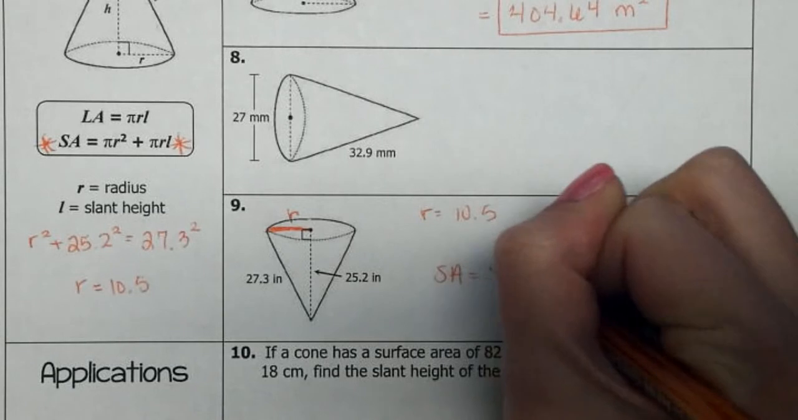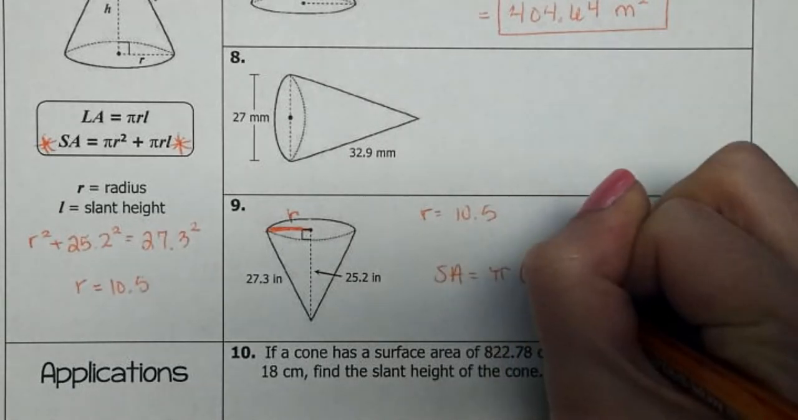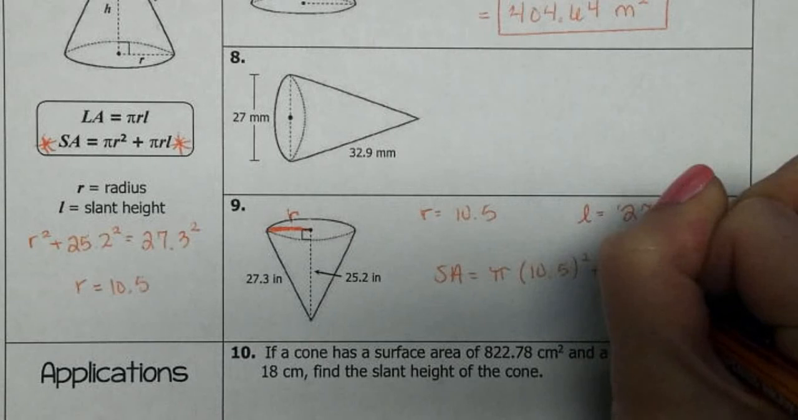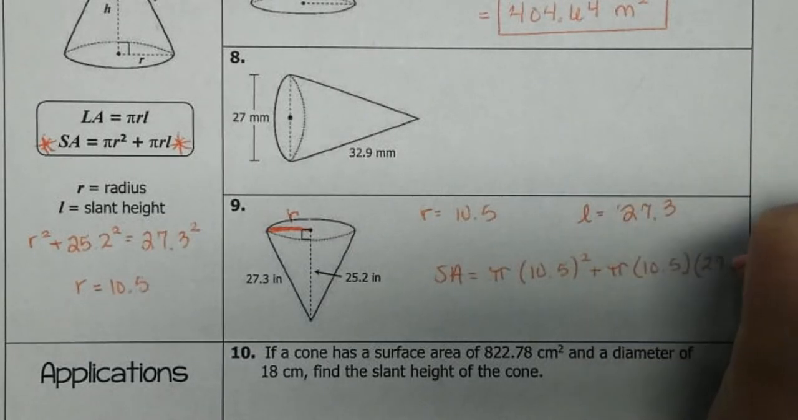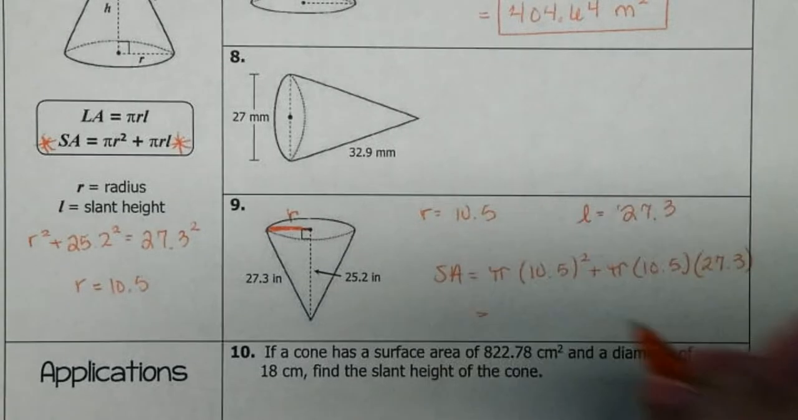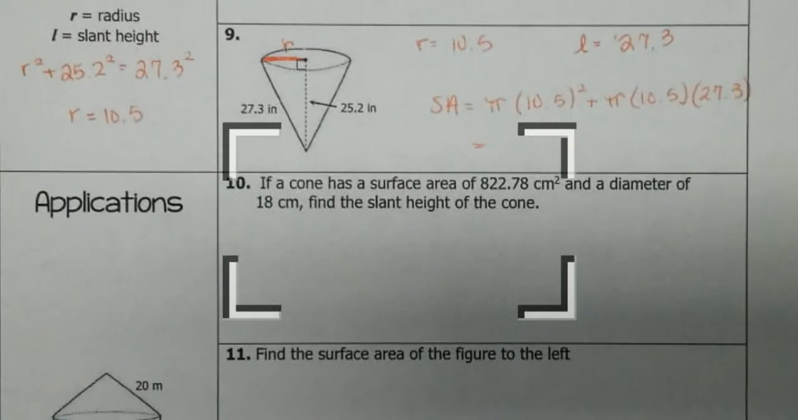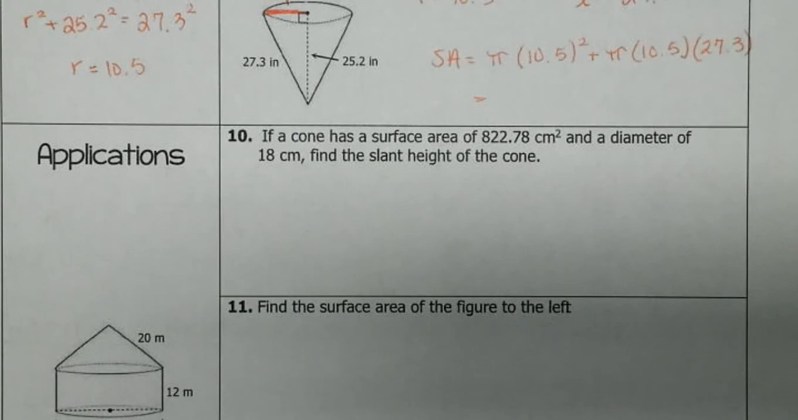And then just plug it in: pi times r squared plus pi times r times slant height. I'll let you calculate that later. I'm going to let you do number 10. It's like the application problems on the prism problems that we looked at in our notes 2 days ago, if you want to pull those out. This time, it's just talking about a pyramid.